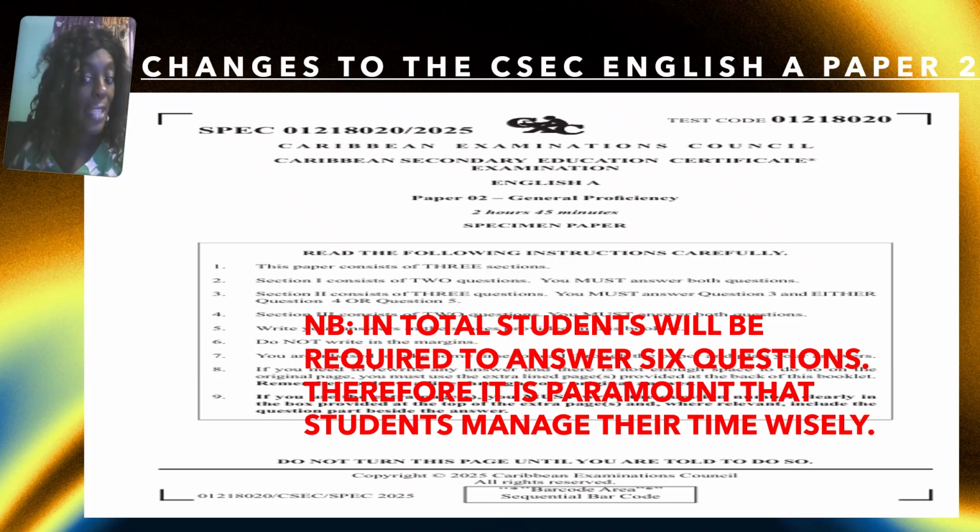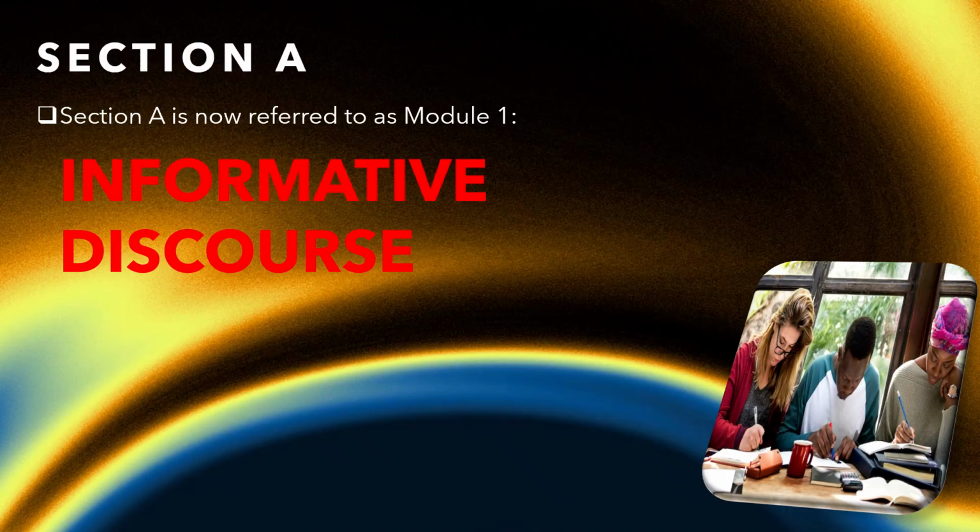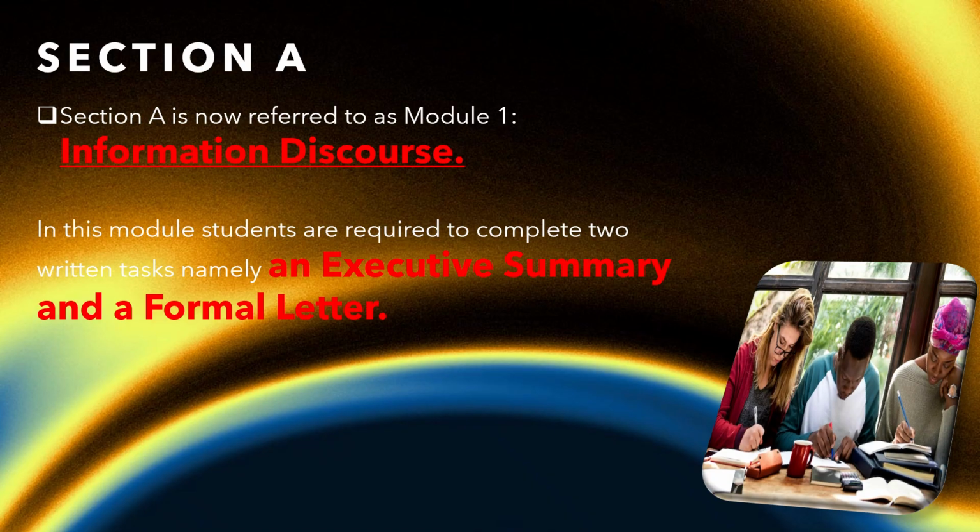Therefore, it is paramount that students manage their time wisely. Section A, or Section 1, is now referred to as Model 1, the informative discourse. In this model, students are required to complete 2 written tasks, namely an executive summary and a formal letter.